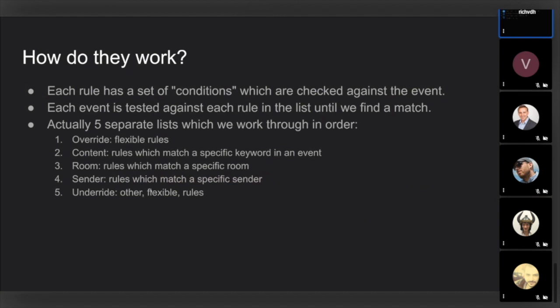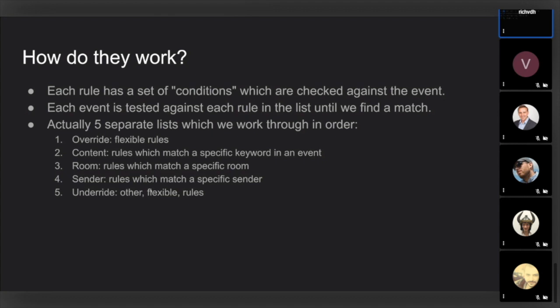So yeah, on the server we have these rules. Each rule has conditions which decide whether it's going to match against a given event. When the event arrives, we go through the whole list of rules, looking at each rule in turn until we find a match. When we find a match, we apply the actions that are in the rule, and then we stop.